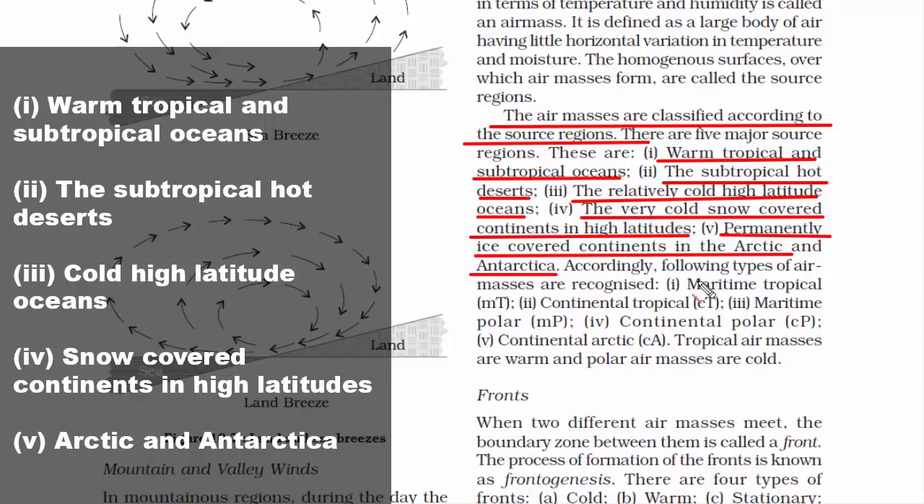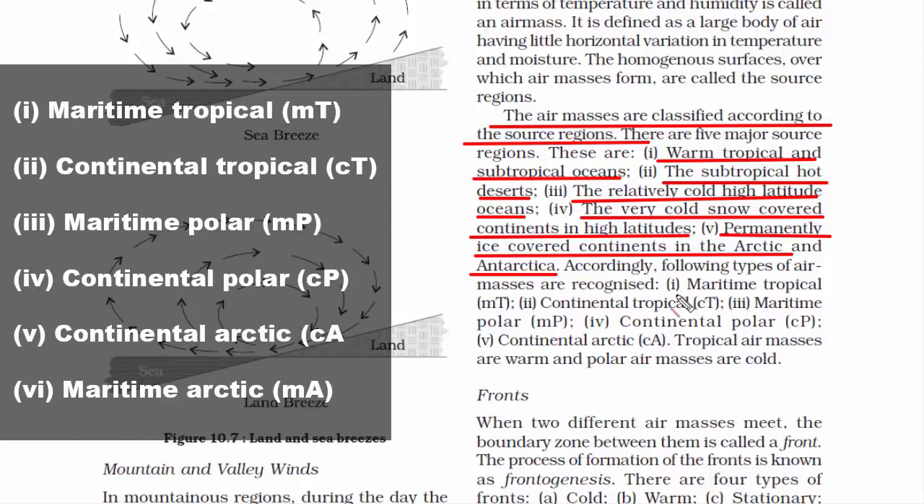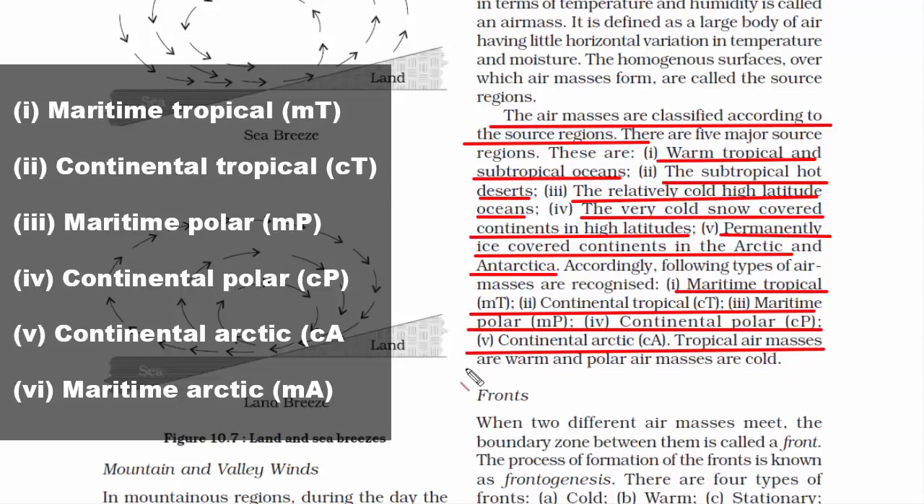Now based on these regions, there are 6 types of air masses: maritime Arctic, maritime polar, maritime tropical, and continental Arctic, continental polar, and continental tropical. Wherever you see the word maritime, that means the air mass forms over the ocean. Maritime is associated with water, remember that. Likewise, wherever you see the word continental, it's landmass.